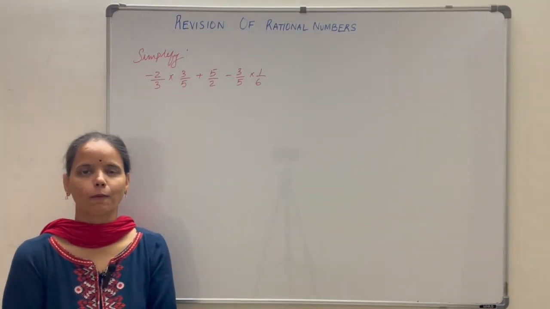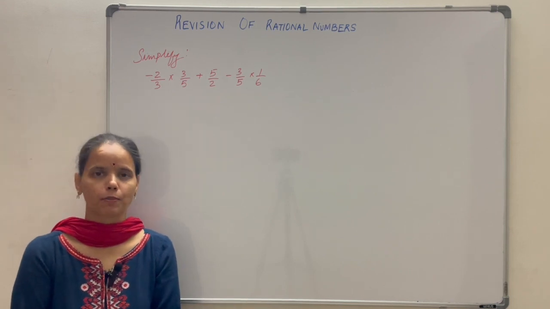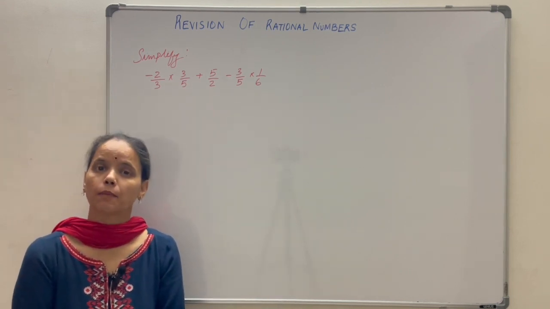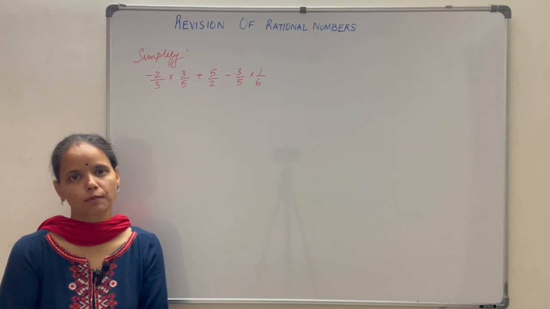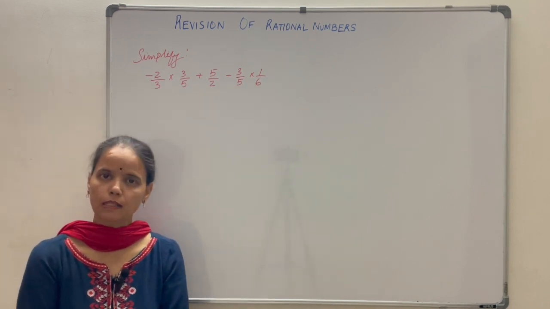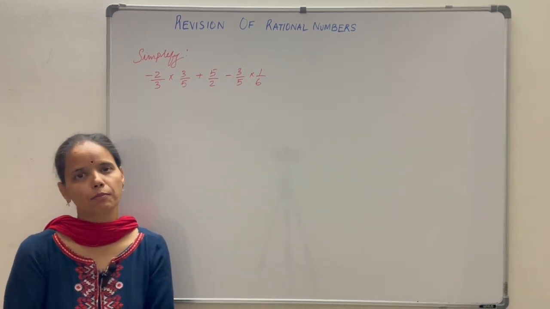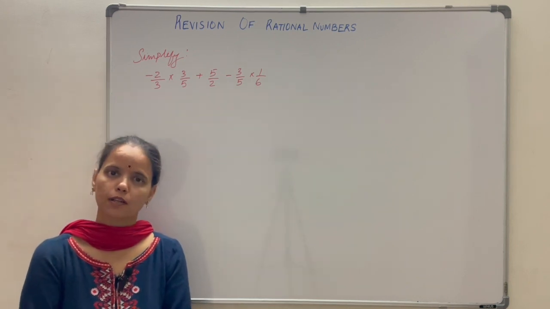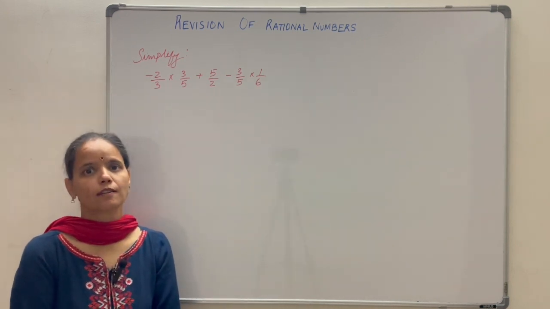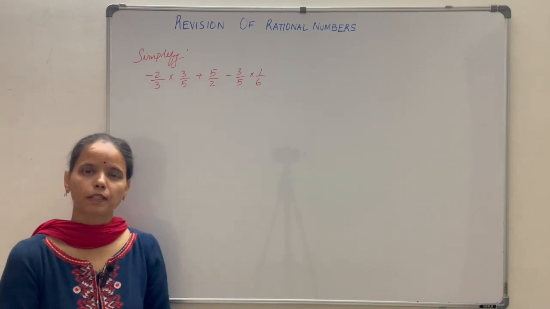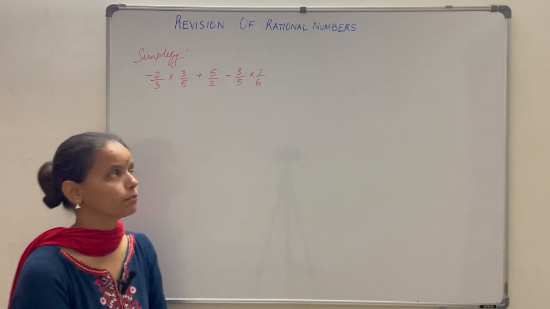Before we solve this problem, let me add one more point to the properties of rational numbers. Commutative property does not hold true for subtraction and division of rational numbers. Similarly, associative property does not hold true for subtraction and division of rational numbers. Now let us solve this problem. It's an application of properties of rational numbers.